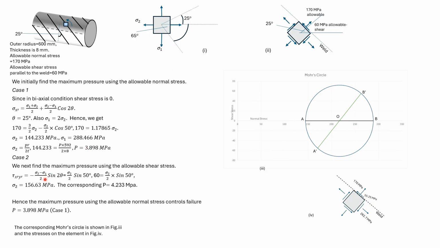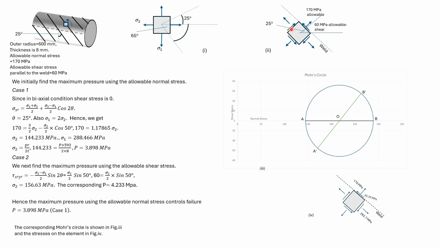Again, sigma 1 is twice sigma 2, so we write the equation in terms of sigma 2, from which we get sigma 2, which is higher than the first case. The corresponding pressure P is also higher. So the allowable normal stress controls failure, and this is the maximum allowable pressure.